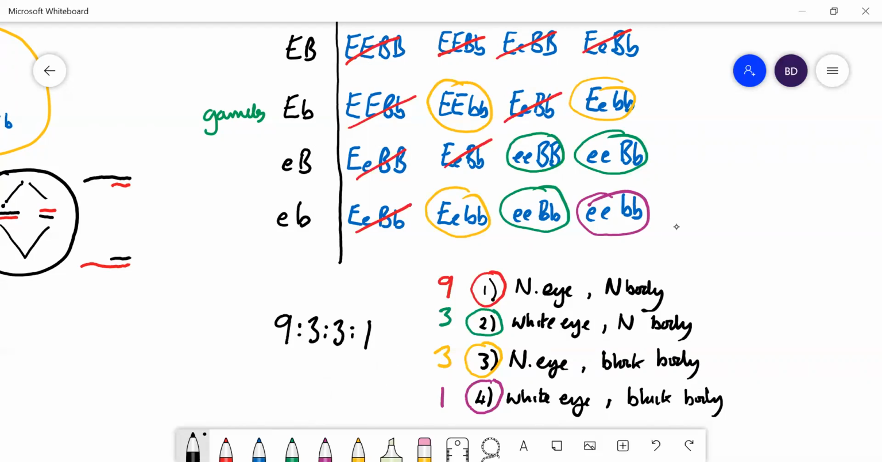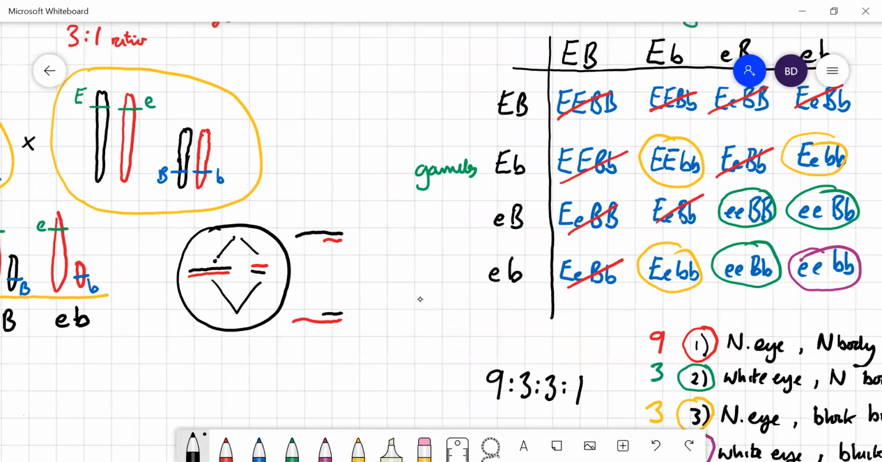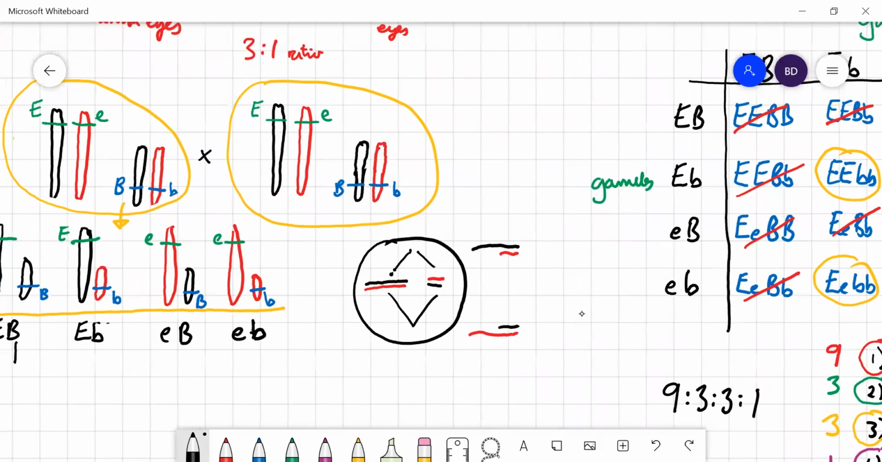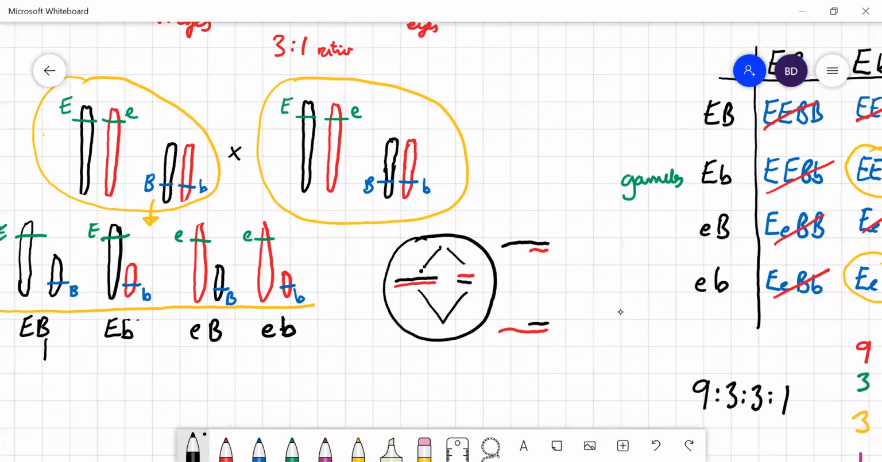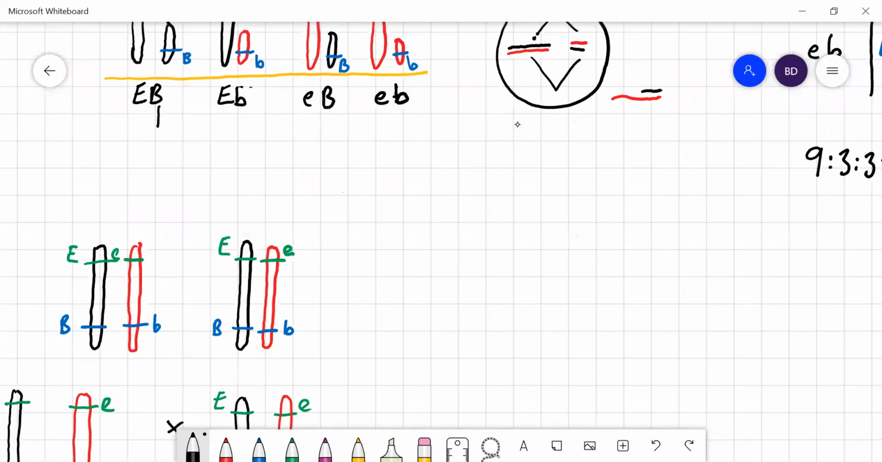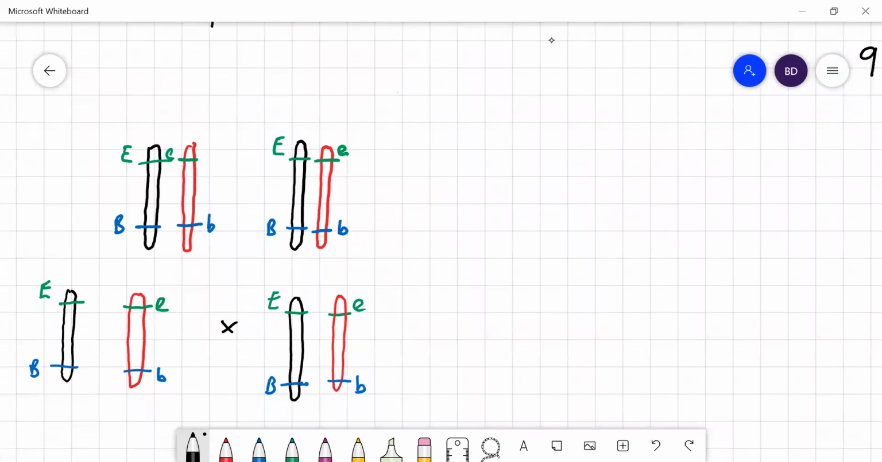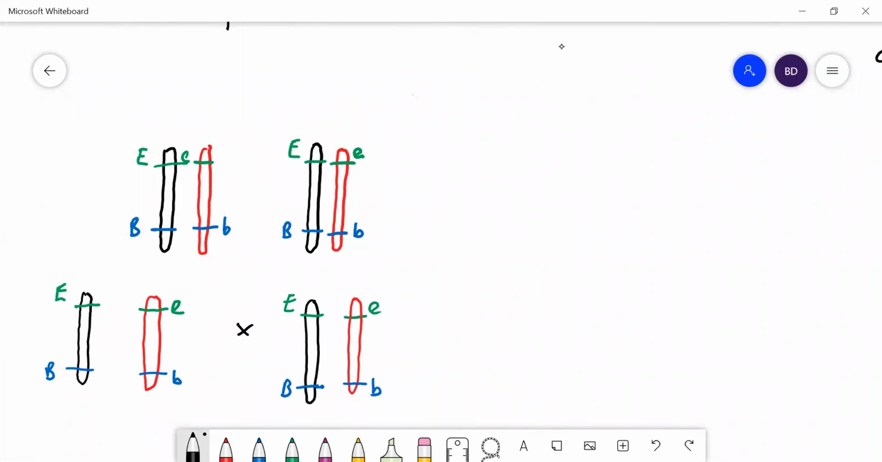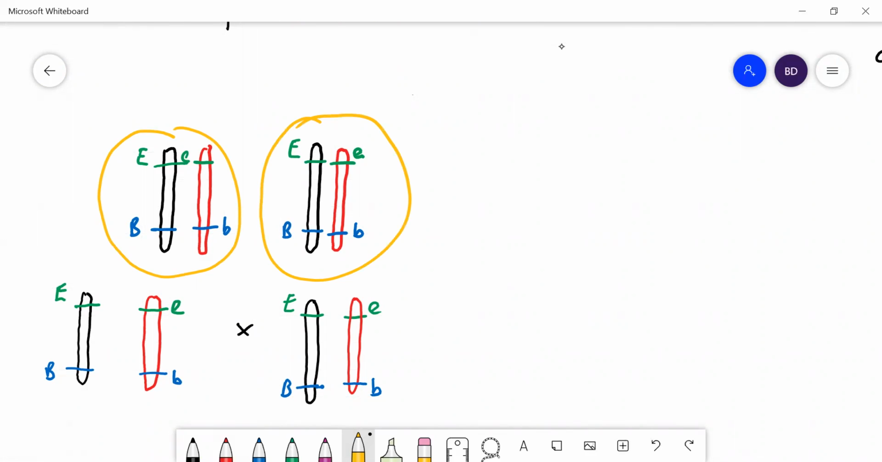Okay, so that's a dihybrid cross, but there was a big assumption there. Mendel saw this 9 to 3 to 3 to 1 ratio, and we assumed that both of those genes were on separate chromosomes. That is the case with those 2 particular mutations in Drosophila. They are on separate chromosomes. Let's see what would happen if they were on the same chromosome, let's pretend they were. Here we have the 2 individuals, the male and the female, if you like, and we're going to cross those 2 together.